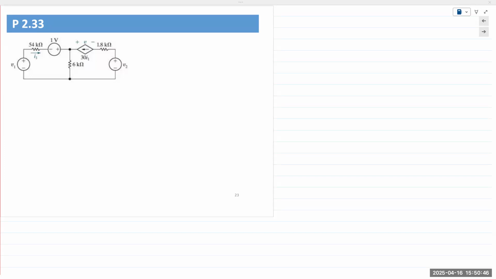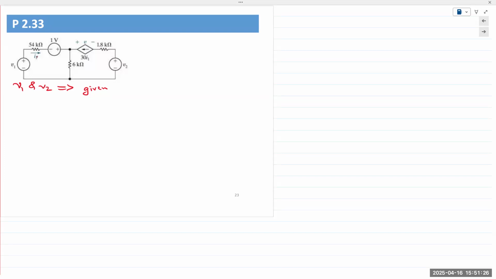Okay, so I1 is given, right? For this one? Is I1 given in the problem? So V1 and V2 are given. Value for I1 is not. Oh, I1 we can calculate easily. Okay.